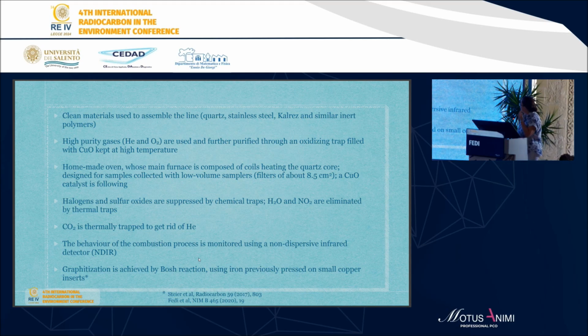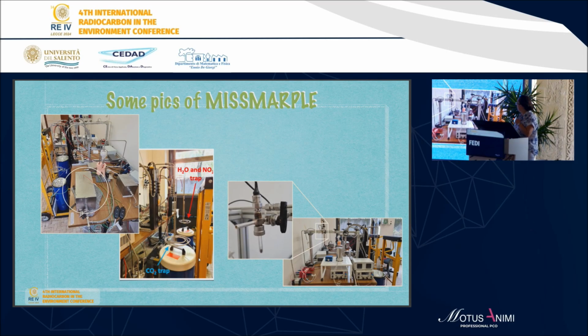Of course, we are using high purity gases, and also we are monitoring the CO2 that is evolving from our samples by monitoring the combustion process with a non-dispersive infrared detector. Graphitization is achieved by the Bosch reaction, so reaction of carbon dioxide with hydrogen in the presence of iron as a catalyst, and to deal with a very small sample.